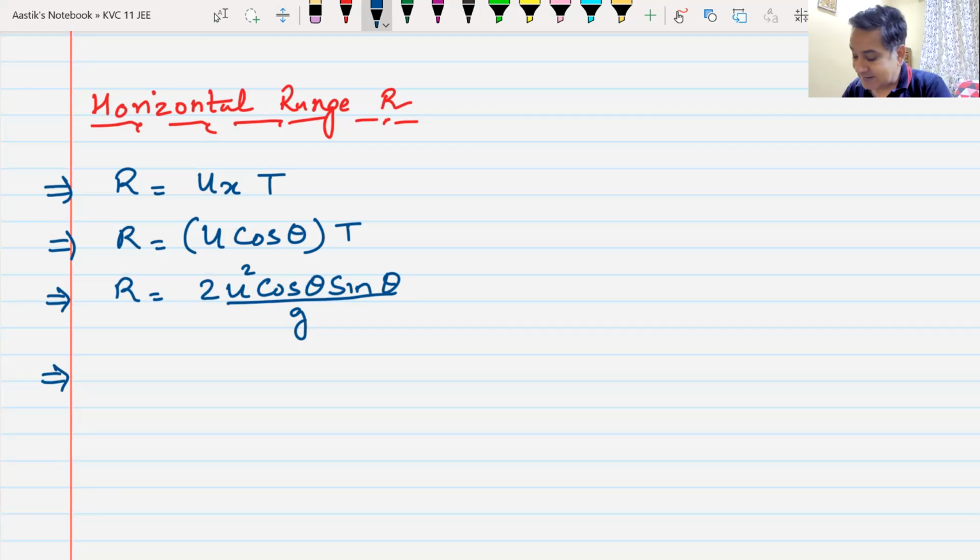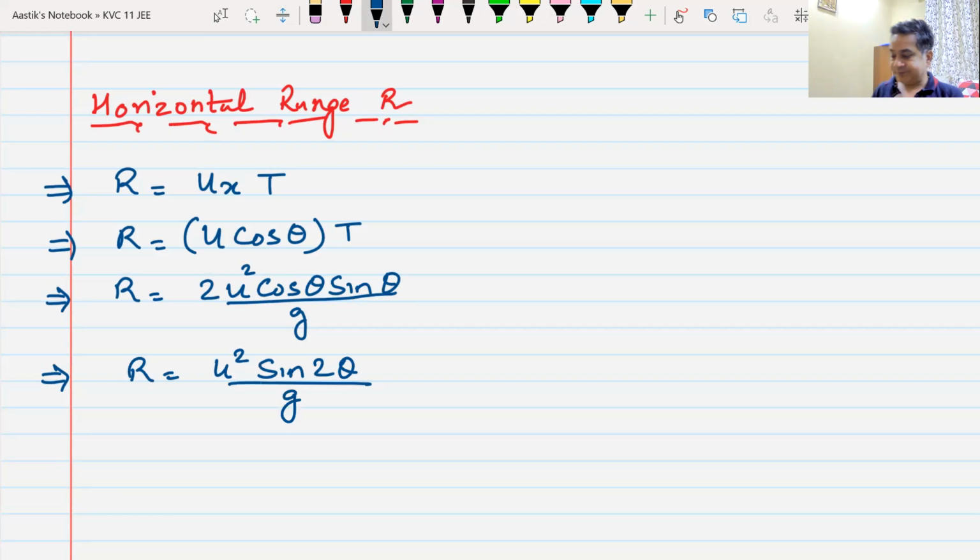2 cos theta sin theta is sin 2 theta. So I can write it as u square sin 2 theta by g. So these are the 4 different ways in which I can write the same formula for horizontal range. I hope everyone is noting this down. Yes or no? Everyone has noted this down? Okay.